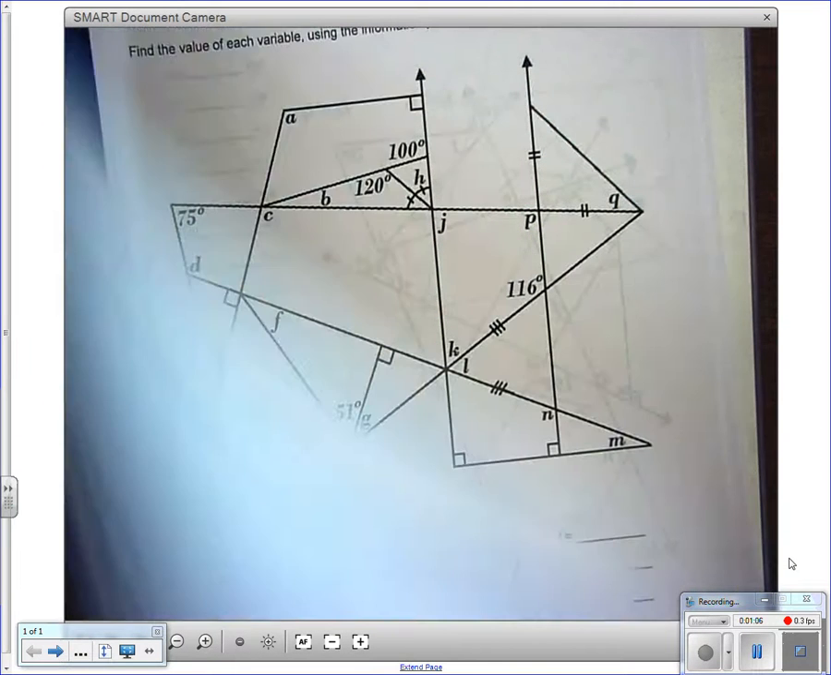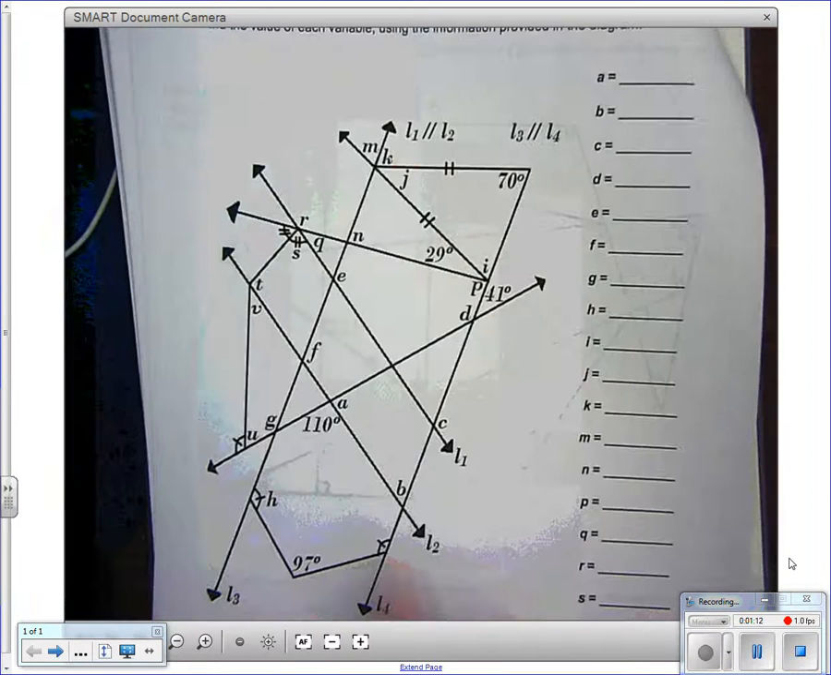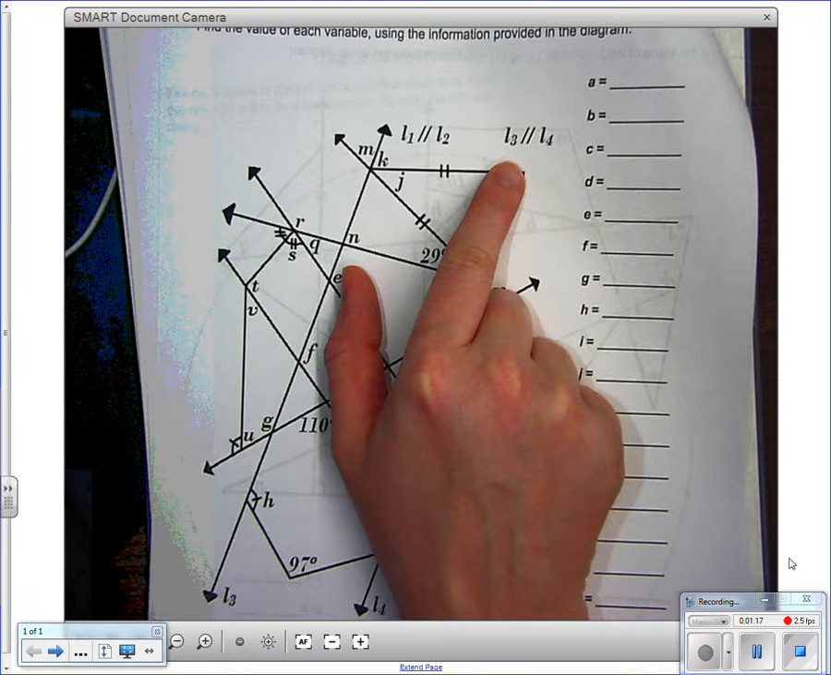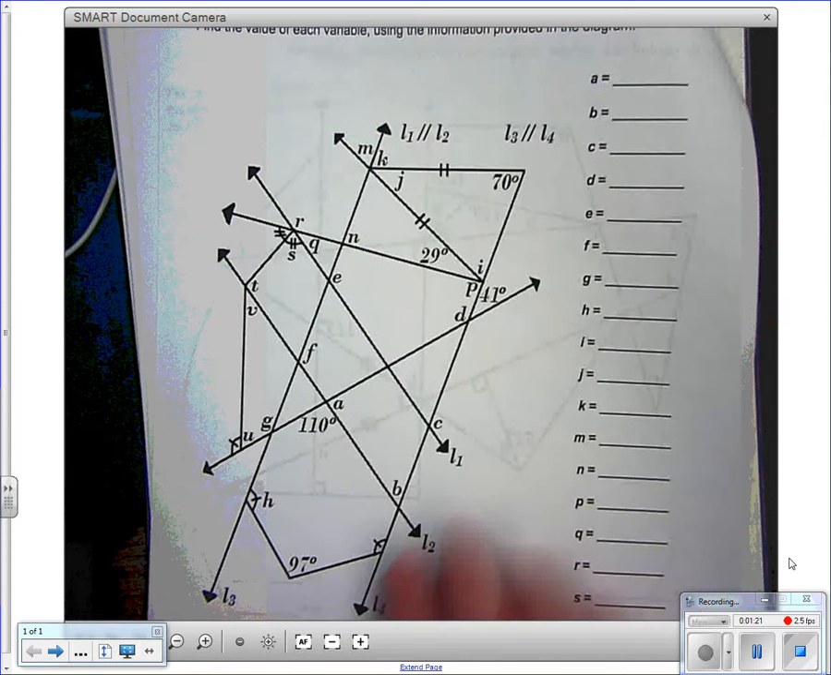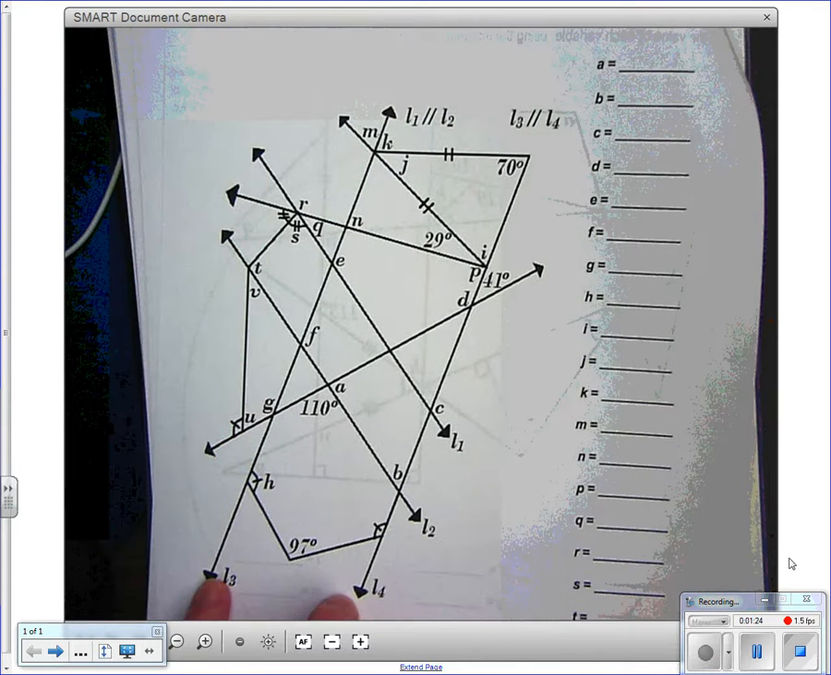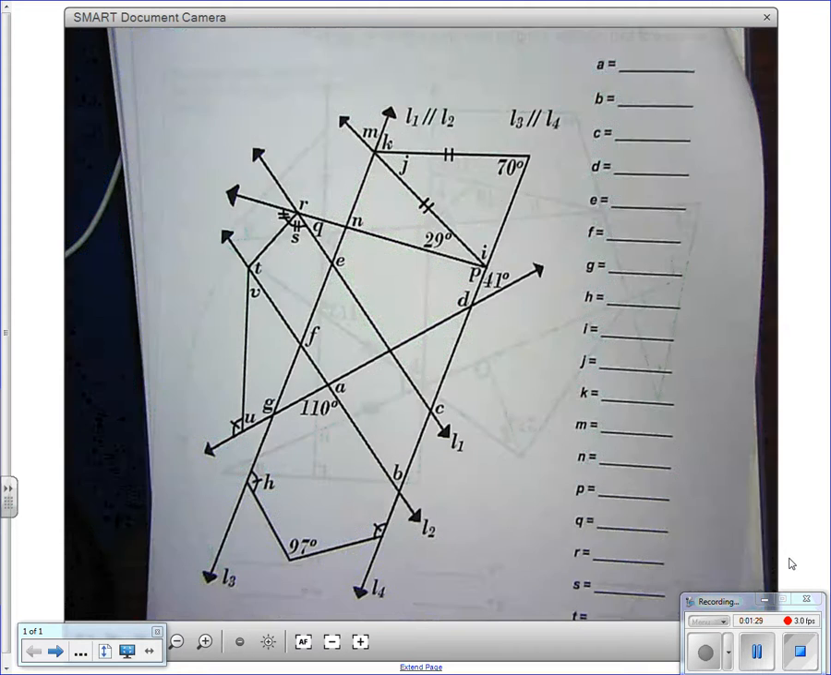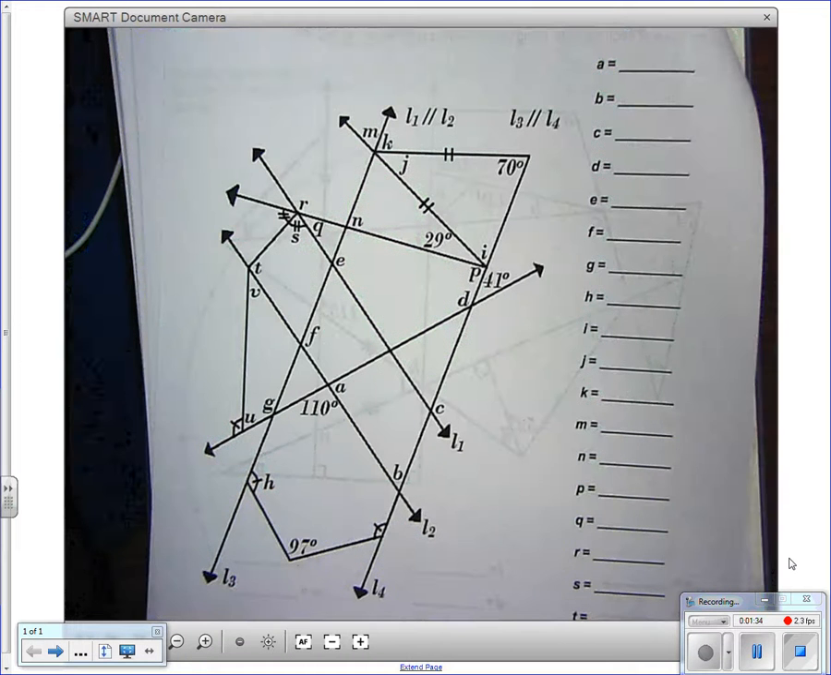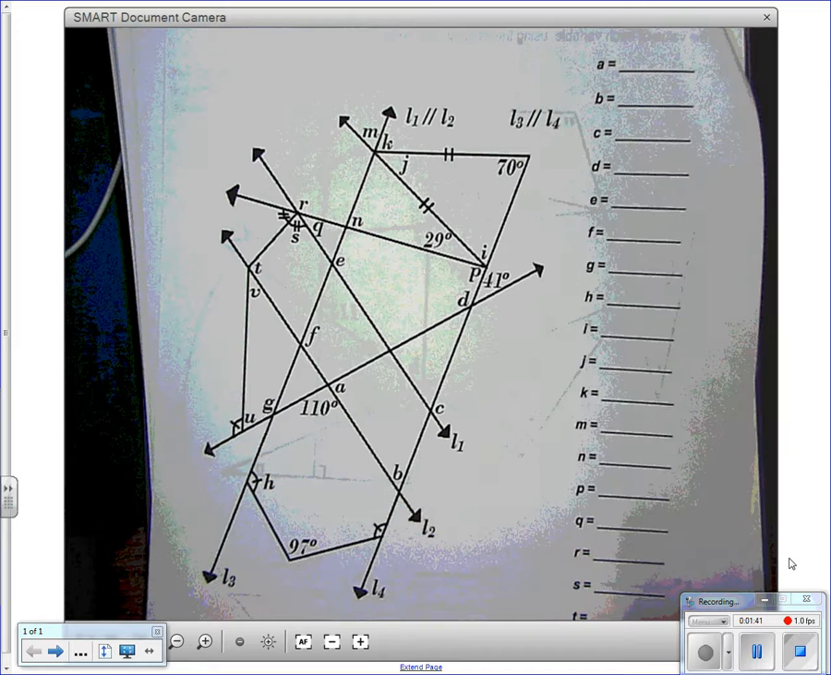On the next page, we have L1 is parallel to L2, L3 is parallel to L4, and so these two lines are parallel, and then these two lines are parallel down here. So you can use the properties of parallel lines, the alternate interior angles, the same side interior angles, the alternate exterior angles, and the corresponding angles. You can use that information whenever you are finding your variables, and then you'll put them in the right column over here.